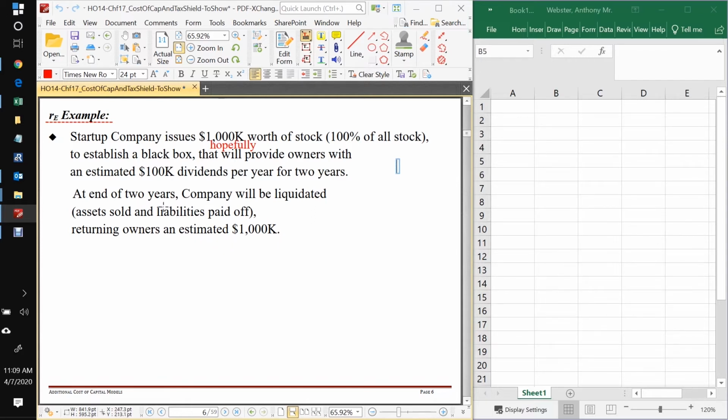And the startup company management believes their best estimate is that at that time, after they've paid off all the liabilities, they'll be able to return to the owners another estimated $1 million. So this is a typical type of thing for what's called a special purpose entity. It's planned to have a finite life, et cetera, et cetera.